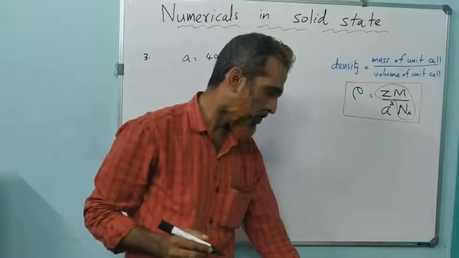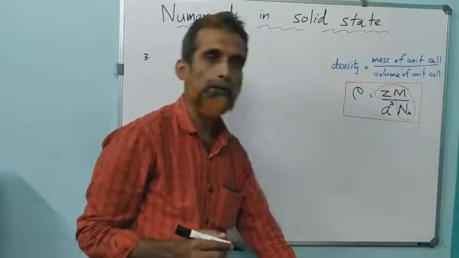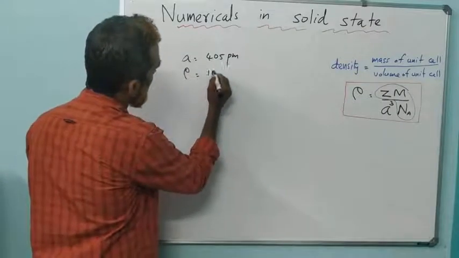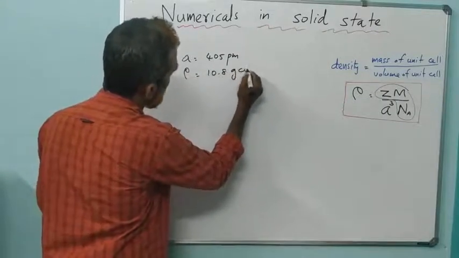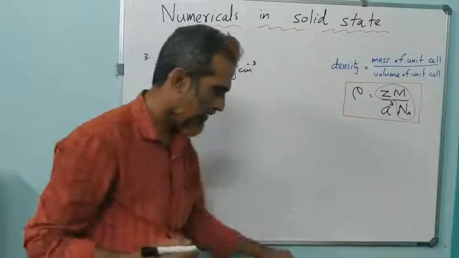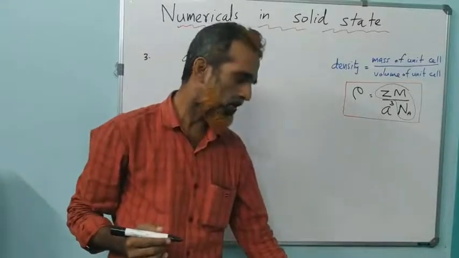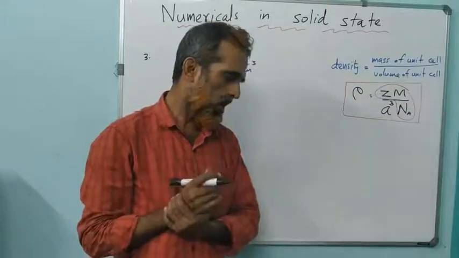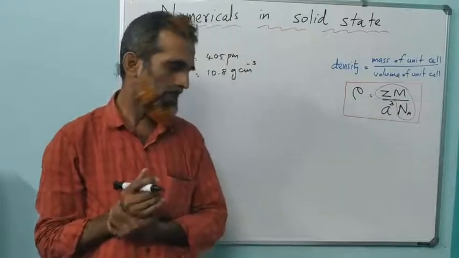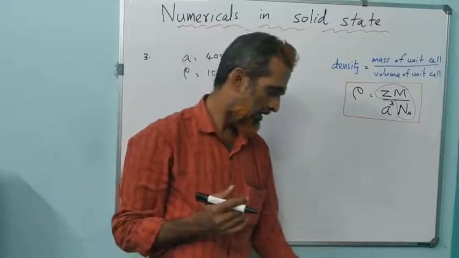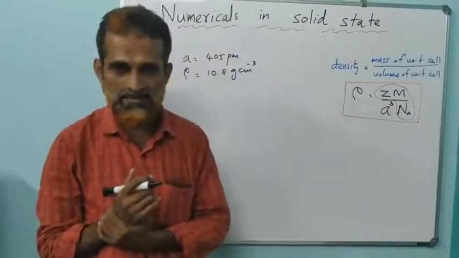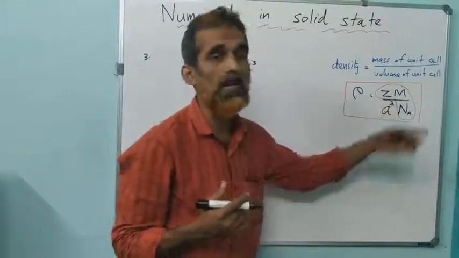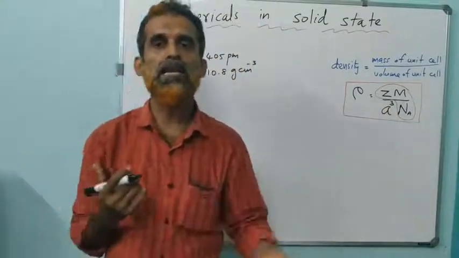The metal is found to have a density of 10.8 gram per cc. Density rho is equal to 10.8 gram per centimeter cube. Calculate the number of atoms per unit cell and comment on the type of cubic lattice that it has. So you have to predict the number of atoms per unit cell. That means Z is to be calculated, and comment about the lattice type.